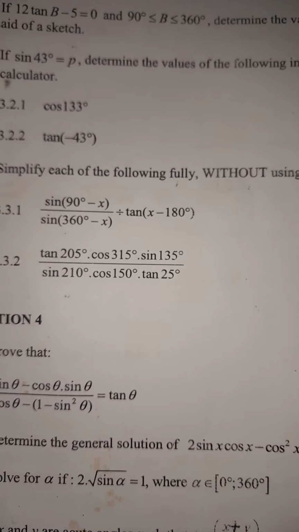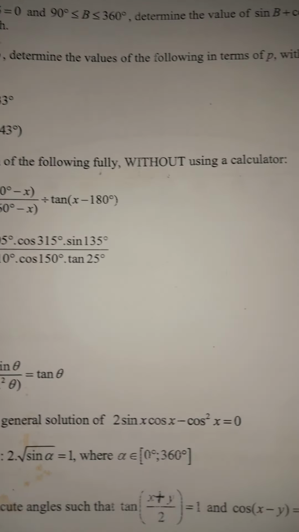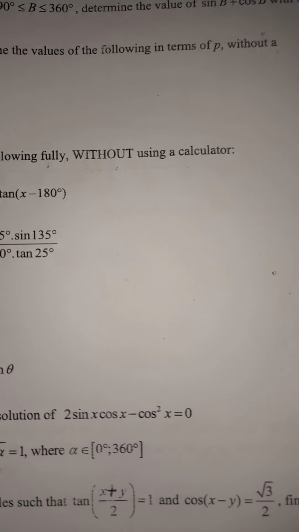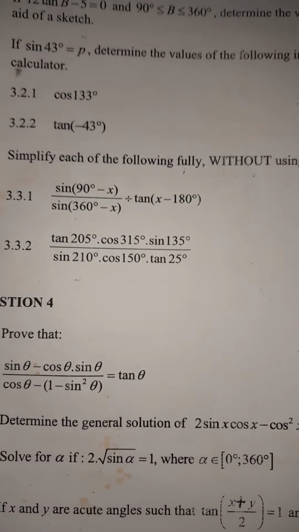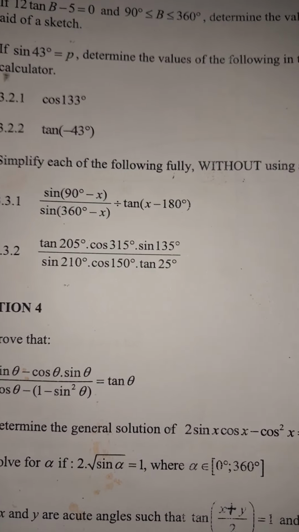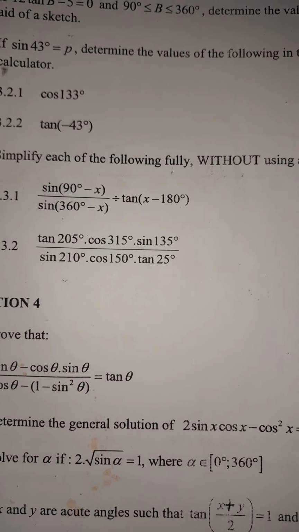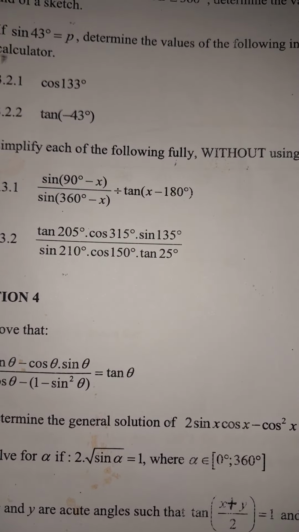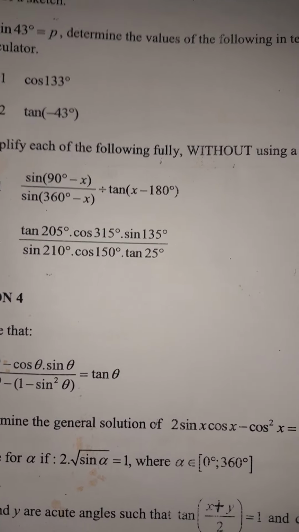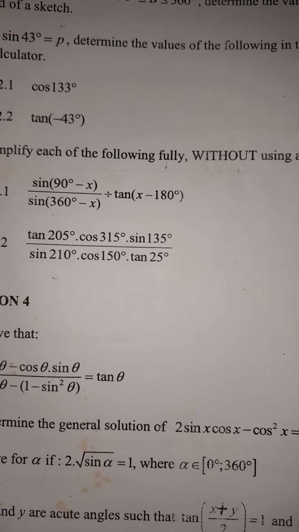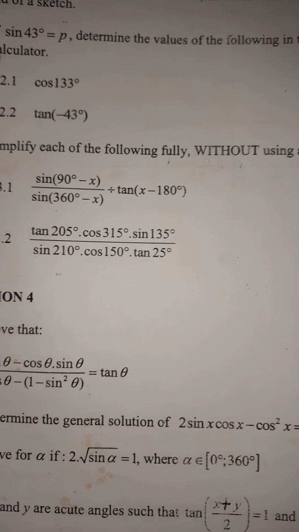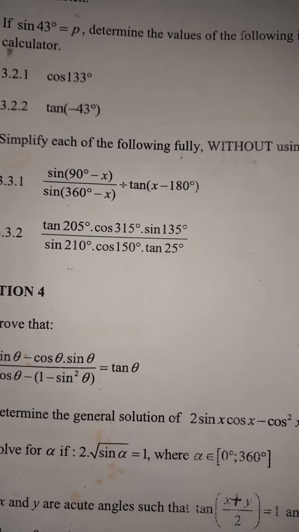If sine 43 is equal to p, determine the value of the following in terms of p without a calculator. So we have to reduce where it's necessary, and we can see that there's a negative angle there, right? You need to remember your CAST diagram very well. Right, let's put it into practice.